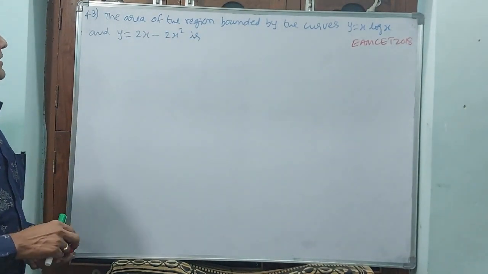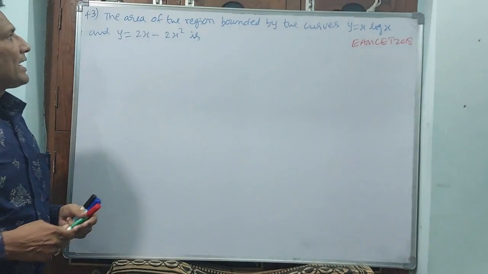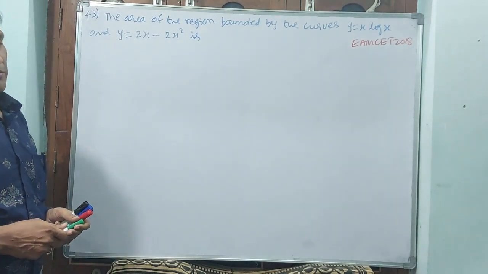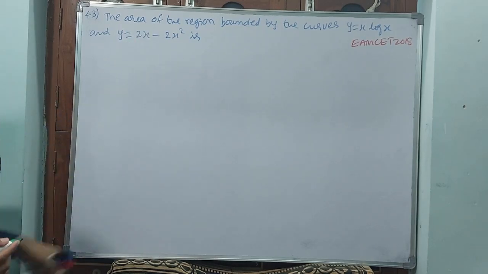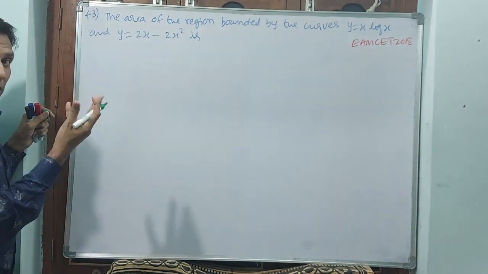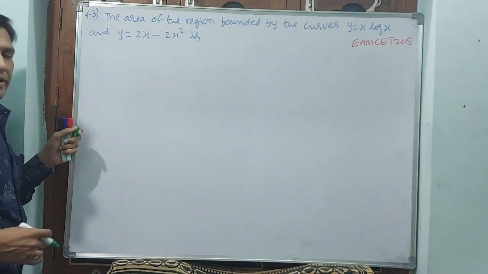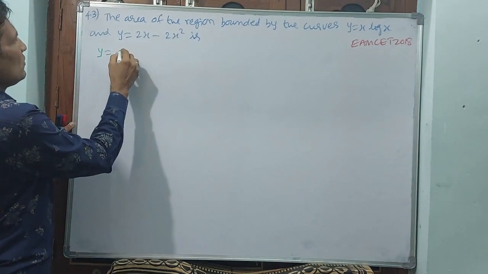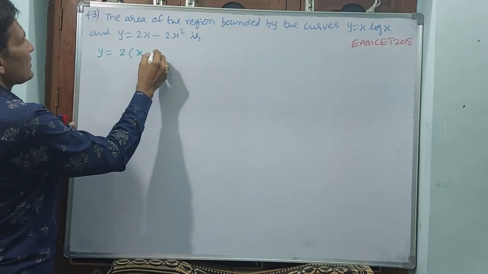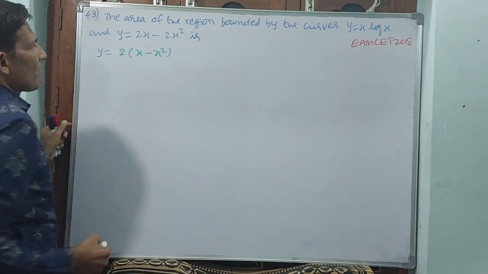Two curves they have given. They are asking us to find the area between these curves. See what we are going to do. One by one, first you take and solve what values are going to come. Then afterwards we will apply for both. Okay, first I am taking this one. y is equal to 2 if I take common, x minus x square.